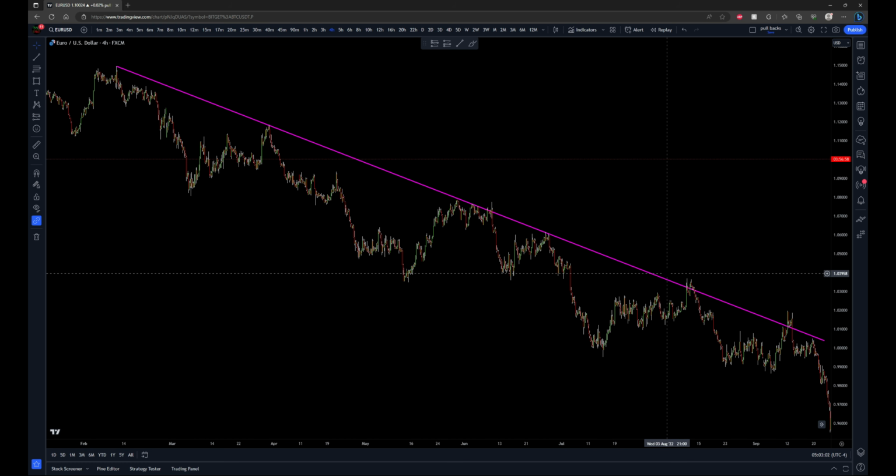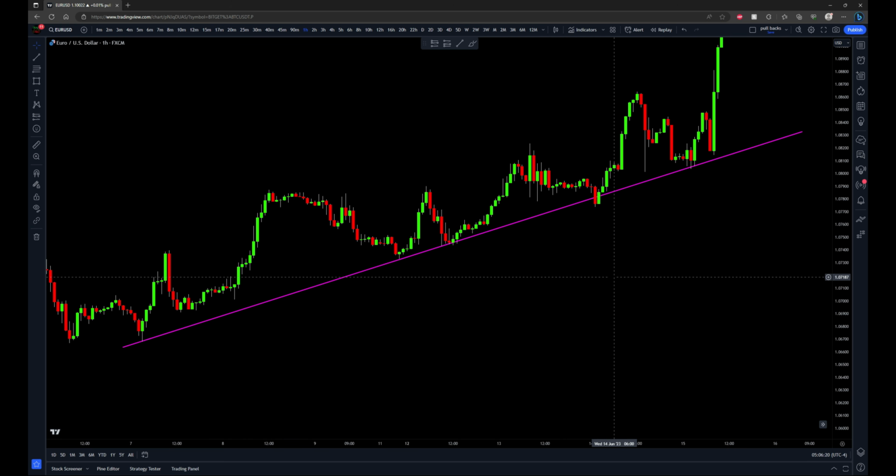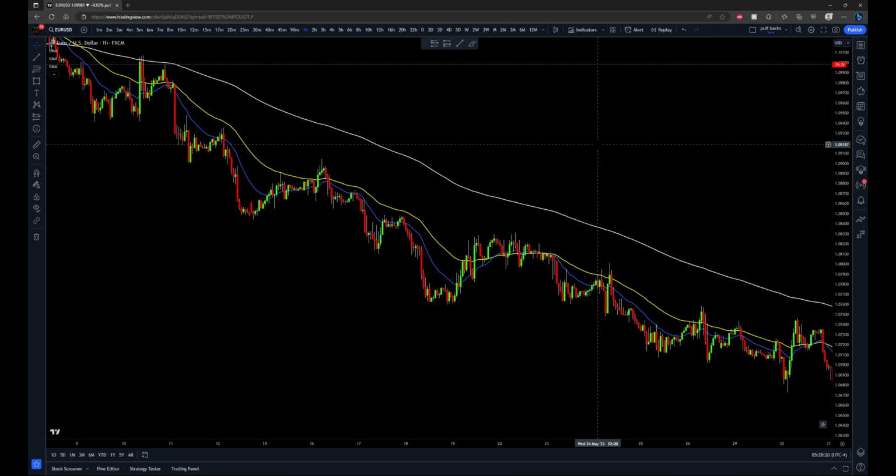Now let's take a look at an example of an uptrend before moving on. Here's that example of an upward sloping trend line in the context of an uptrend. Now let's move on to our fifth entry method. The fifth discount entry method is using exponential moving averages to look for an area of value when price pulls back in the context of a trend.